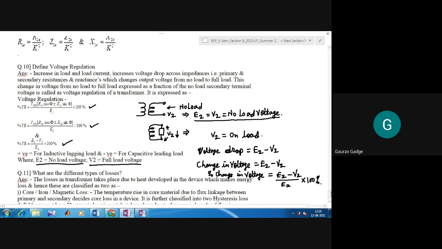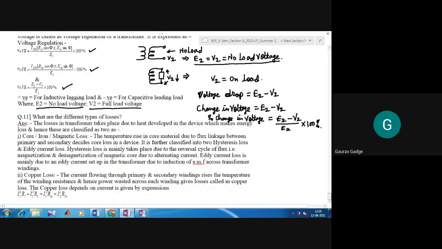Regarding losses, I have already said that two take place. One is called core loss and another is copper loss. Both the core loss and copper loss are written there.